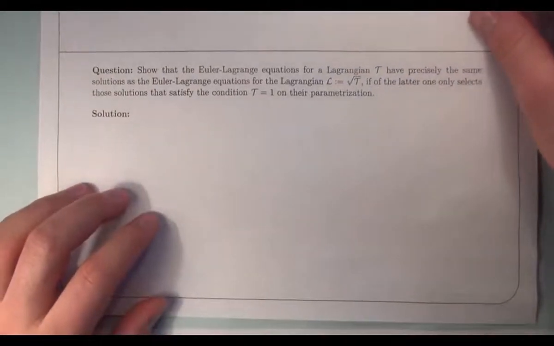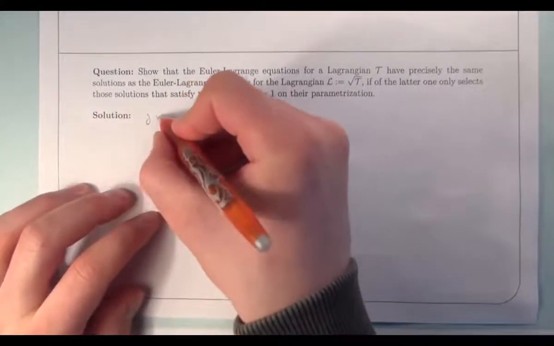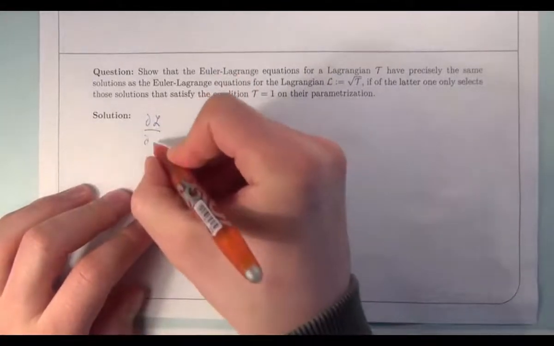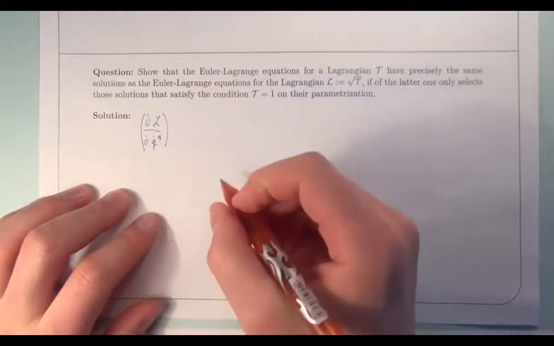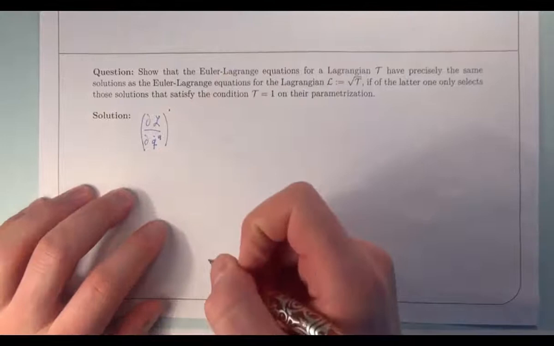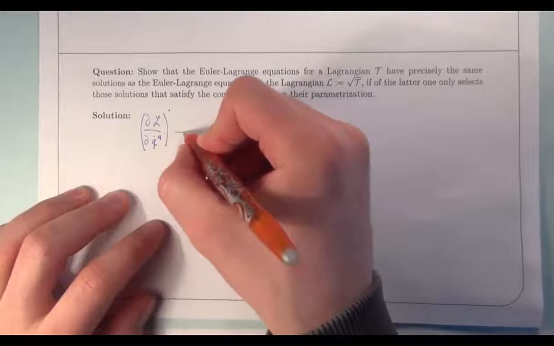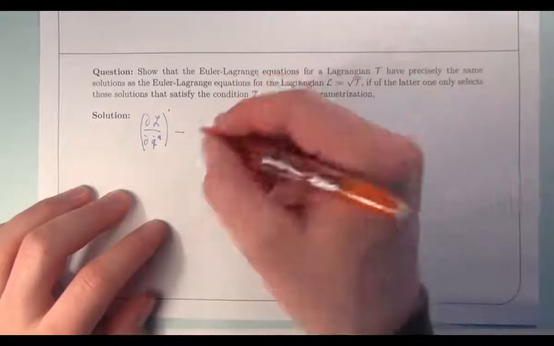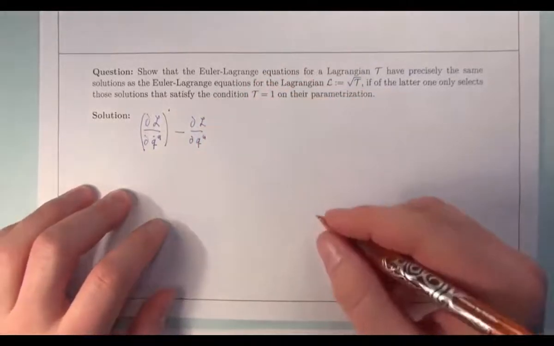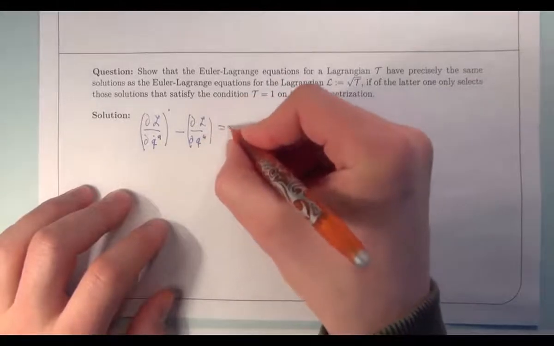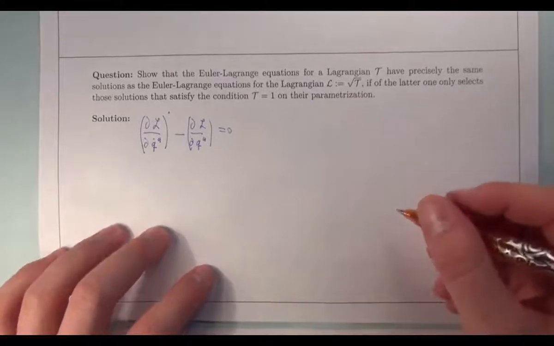We will just calculate this. I think you all know what the Euler-Lagrange equations look like. It's defined as dL after d q dot a, the a-th component. After you've taken this, you take the derivative with respect to the parameter, minus dL after dq a, equals 0. Okay, now just plug in the definition of square root of T for L.